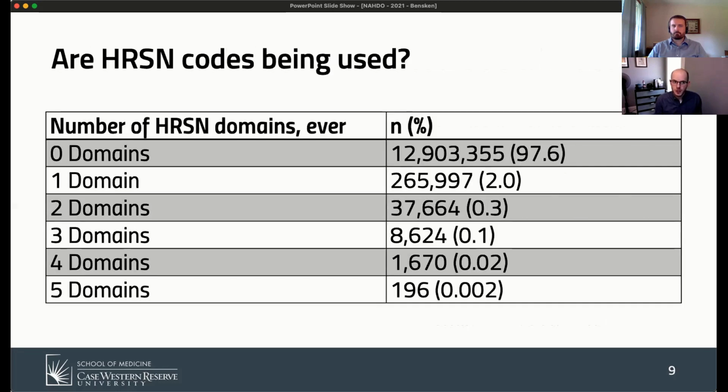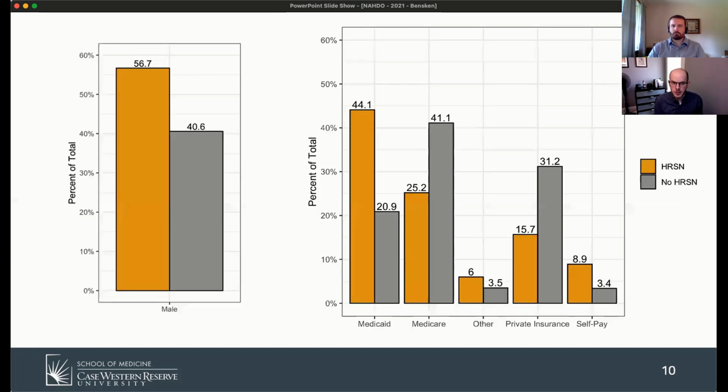So our first question was, are HRSN or Z codes being used? So overall, we saw that 97.6% of patients did not have any of the 5 HRSN domains. But because we had such a large database, we did see a substantial number, over 200,000, who had one of the domains. And you can see there 1 through 5. So a very small number, but some individuals did have all 5 domains of HRSN recorded. But overall, it was just over 2% of patients.